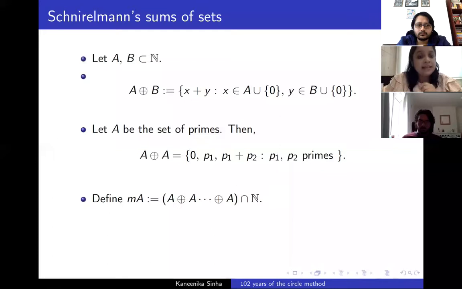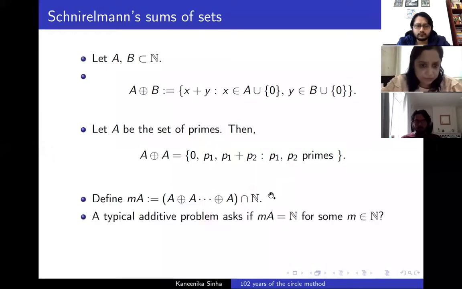And what we now do is, for any natural number m, we define m times A to be the sum set of A with itself m many times intersected with the natural numbers. So in the set m times A, we don't take the element 0, for example. So a typical additive problem asks you, for your favorite set A, can you find some number m so that m times A is equal to the natural numbers? Maybe I can pause for a few seconds in case anyone has a question up to now.